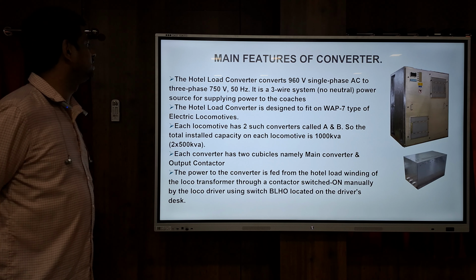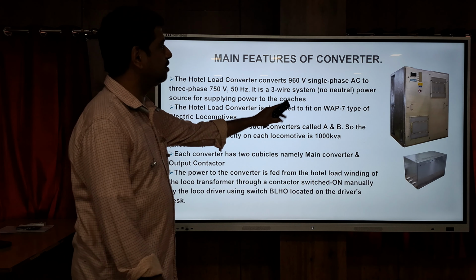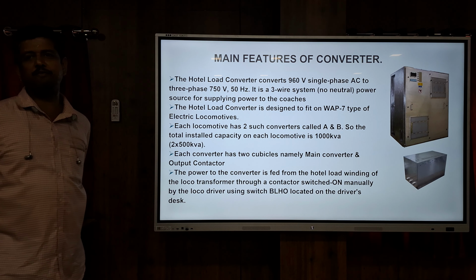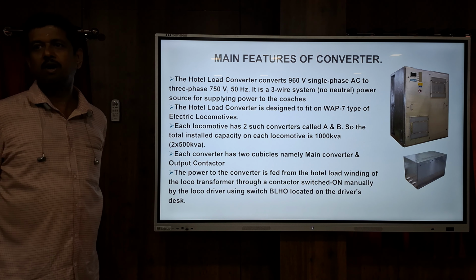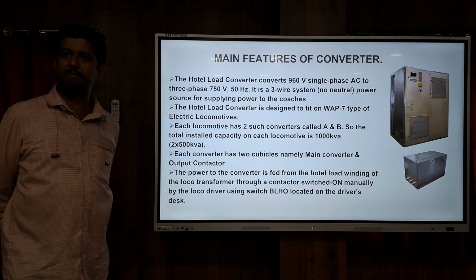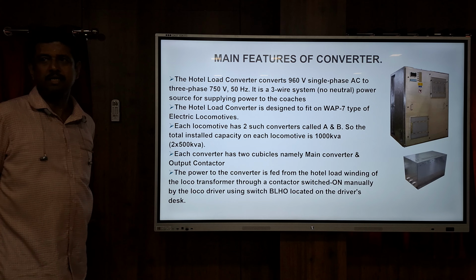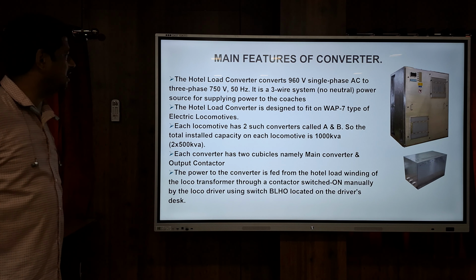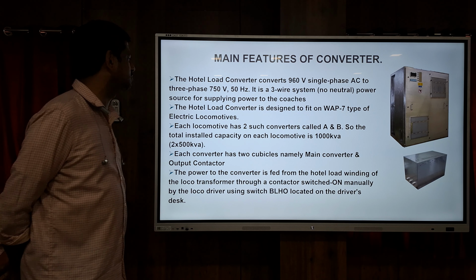The hotel load converter is designed to fit on WP7 type of electric locomotive. The hotel load in this picture is fitted in WP7 locos. There are different makes of hotel loads available: Siemens, Medha, Hyrect, Autometers, BHEL, and other makes are also coming. Different makes, whereas the concept and the specifications are the same only. Each locomotive has two such converters called A and B. So the total installed capacity of the locomotive is 1000 kVA.